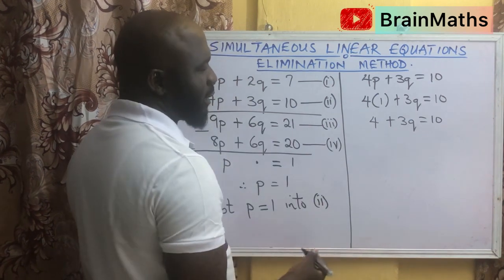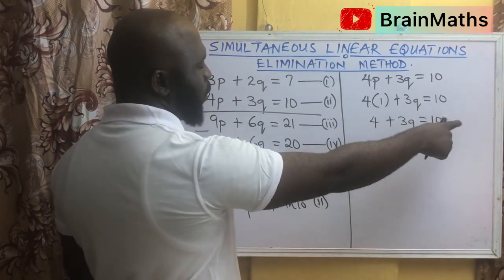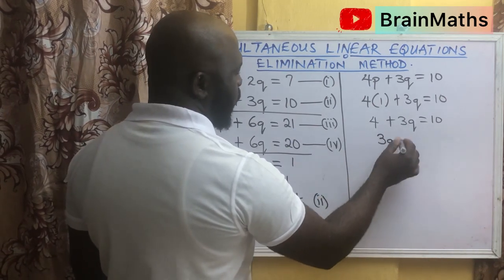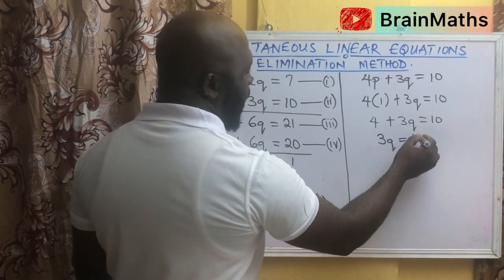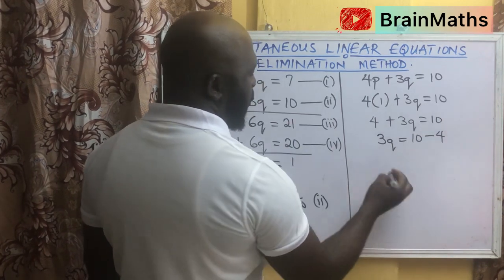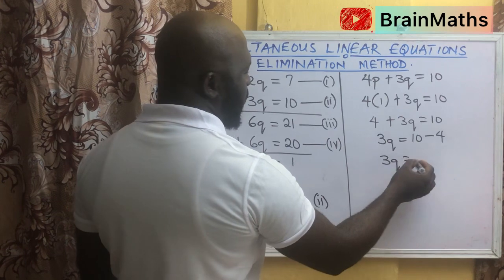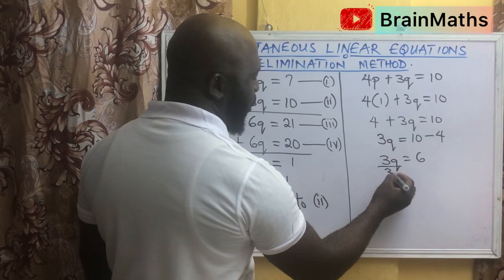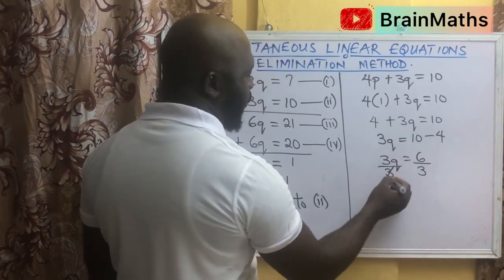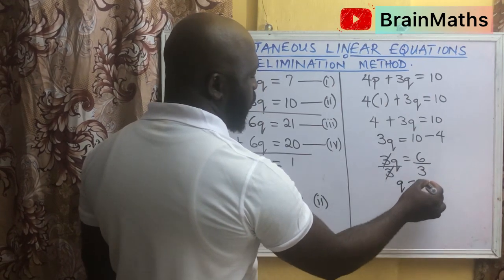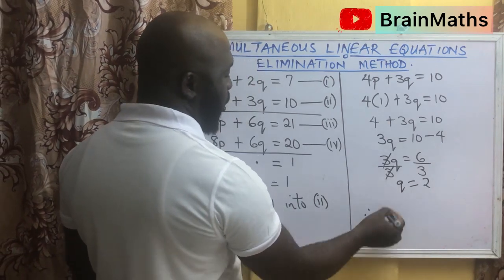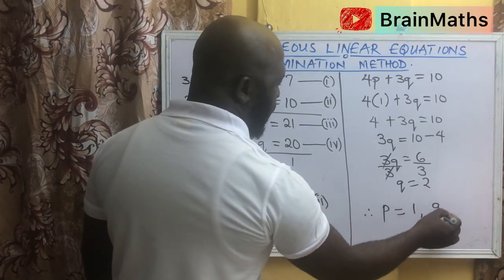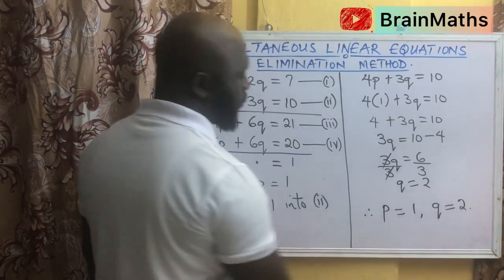So the next thing is to collect like terms. The positive 4 will go to the other side and become negative. So we have 3q, which is left on this side, equals 10 minus 4. So our 3q becomes 6. We are looking for the value of q. So we divide both sides by 3, which is the coefficient of q, and q equals 2. So therefore, our p equals 1 and q equals 2.